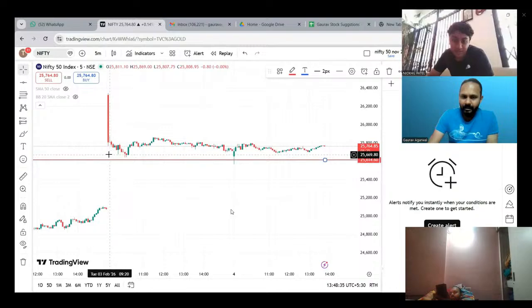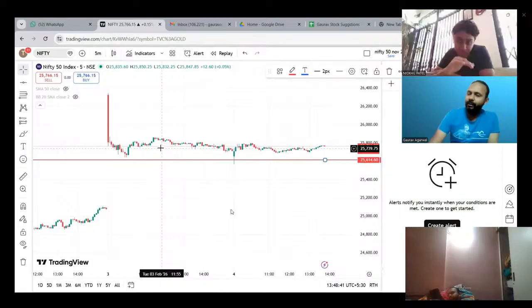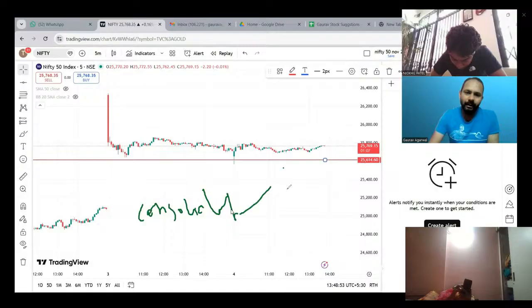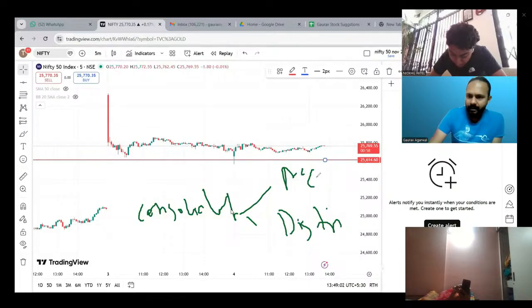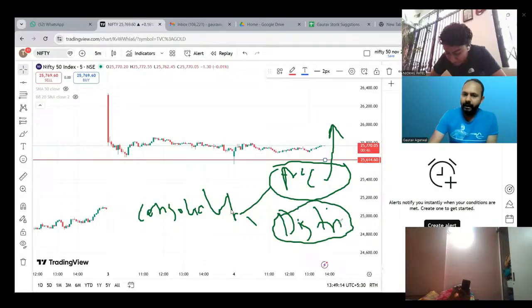So here it's probably a mix of buyers and sellers. That's why it's in consolidation. But we don't know whether it's accumulation or distribution. Basically, there are two types of consolidation: one is accumulation, and the other is distribution. Accumulation means they are trying to buy the stock at different prices, and after some time the stock may go up. Distribution means they are trying to sell the stock at different levels, and after some time the stock may go down.